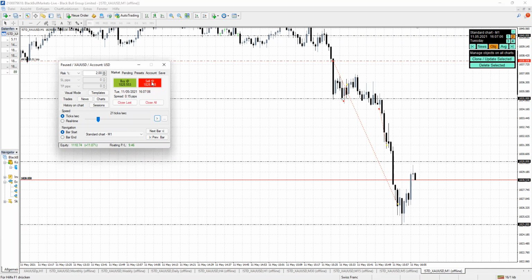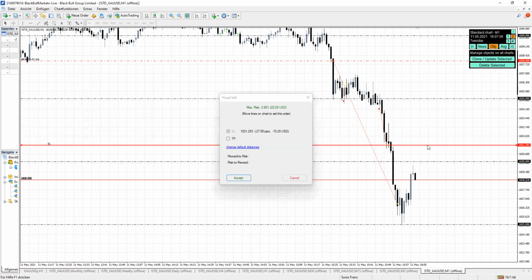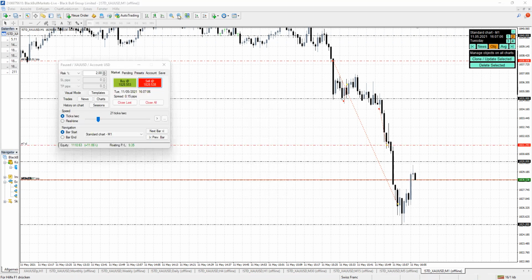My target is 18, 19, 10 pips below that 20. Yeah, 18, 19 is a nice target. Yeah, when people start to sell there, from there it will flip. Exactly, yeah.